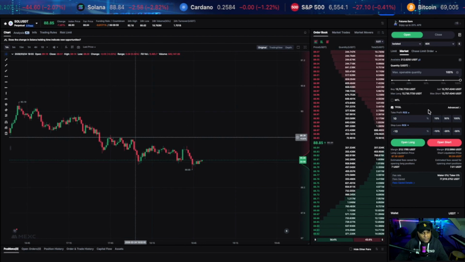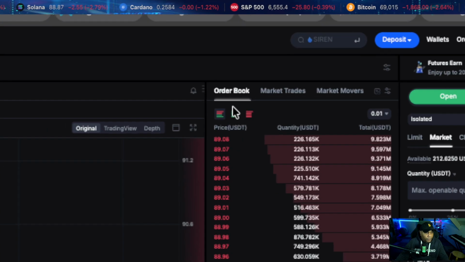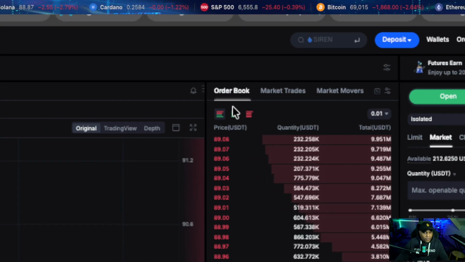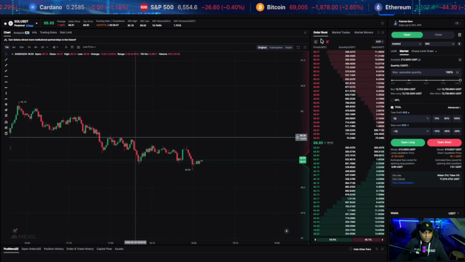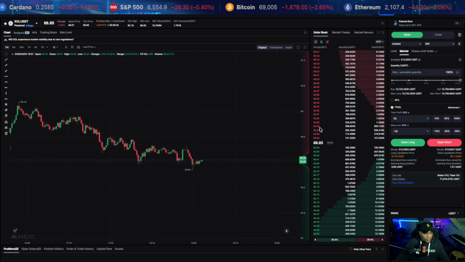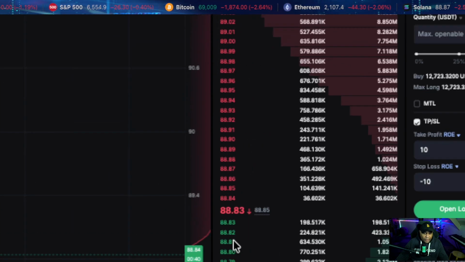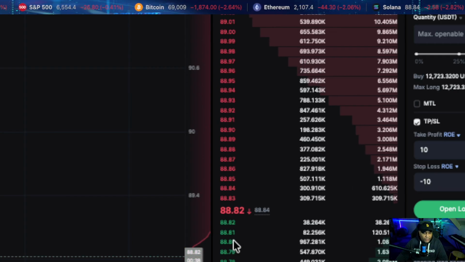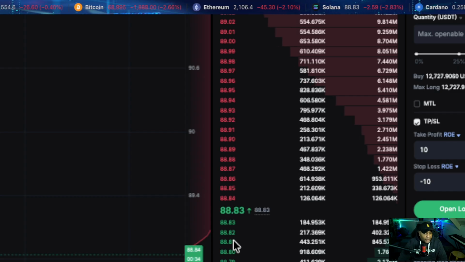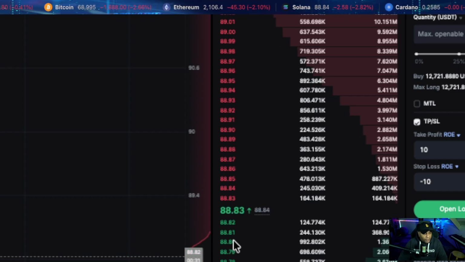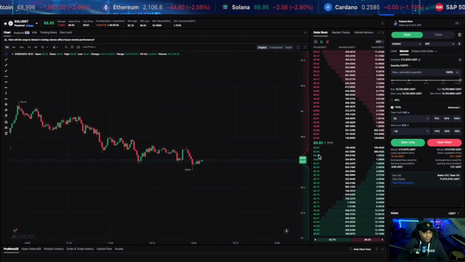If we move a little bit more to the left here, you can see we have an order book. In this order book we can see the buyers and sellers at this moment. The red digits are the sellers and the green digits are the buyers. At this moment they're battling for the price, so it's at 88.82. The more buyers you have, the price starts to go up, and the more sellers you have, the price starts to go down. So that's the order book.